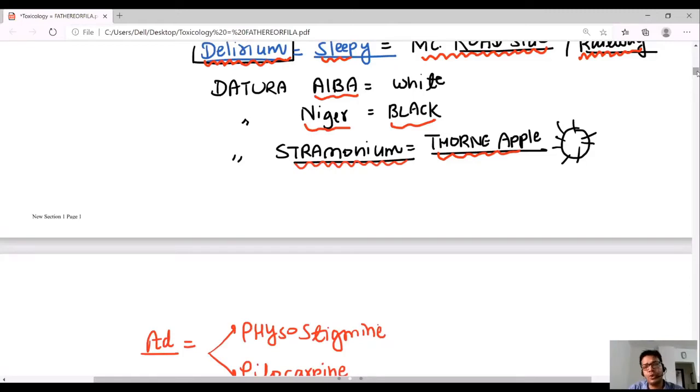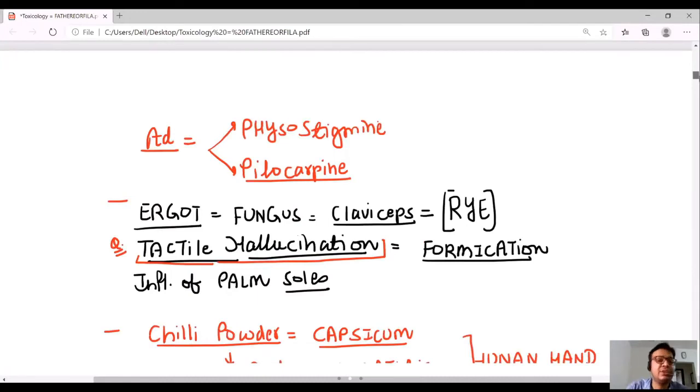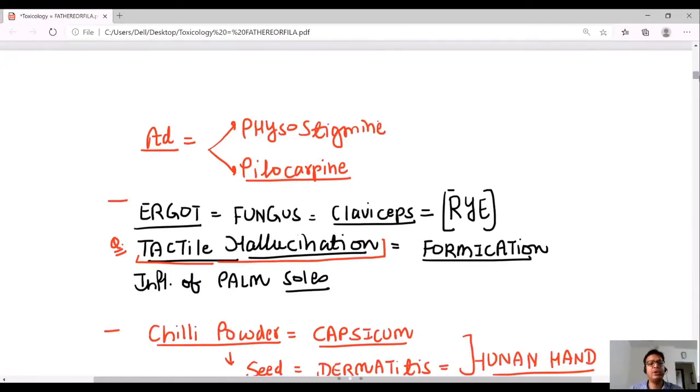Datura stramonium is a thorn apple. I will show you the picture also. And Dr. Saab, thorn apple is Datura stramonium.